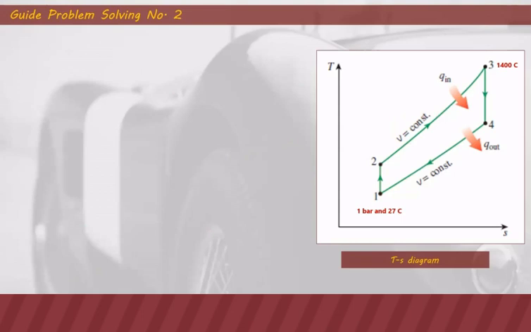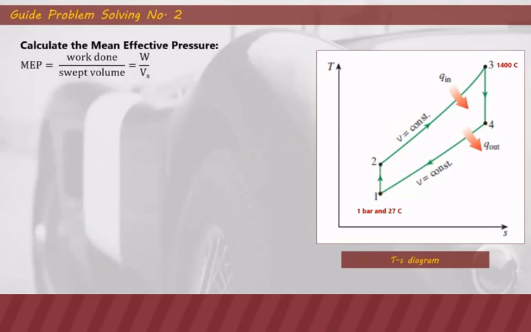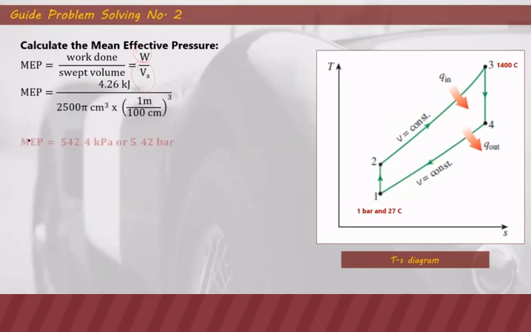The next unknown is our mean effective pressure, which we can solve by using work done over swept volume. Since we already have the work done and the swept volume, we just directly plug in all of these values, and the MEP, our mean effective pressure, is 5.42 bar.